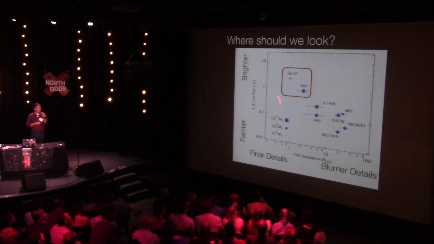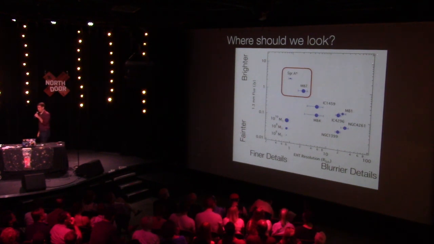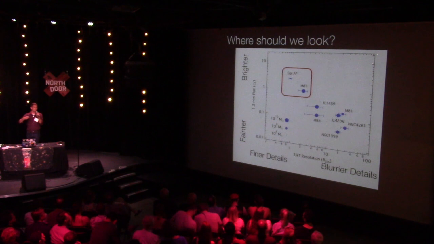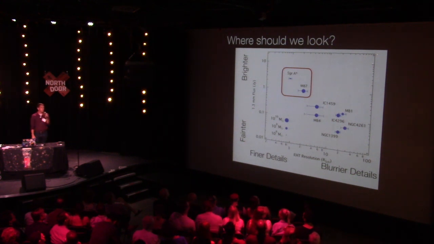The next best option is this black hole called M87 star. It's the black hole at the center of the M87 galaxy, which was on the very first slide of this talk. And that one weighs about 6.5 billion times the mass of our sun, but it's much farther away. And so the combination of those two things means that we can get roughly the same amount of detail for these two black holes, even though they're very different.